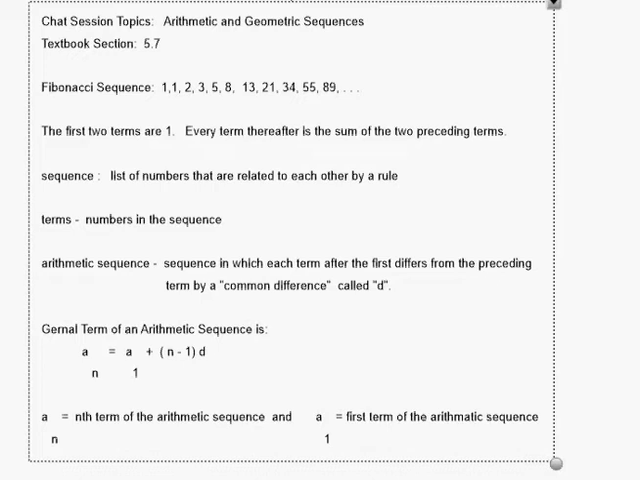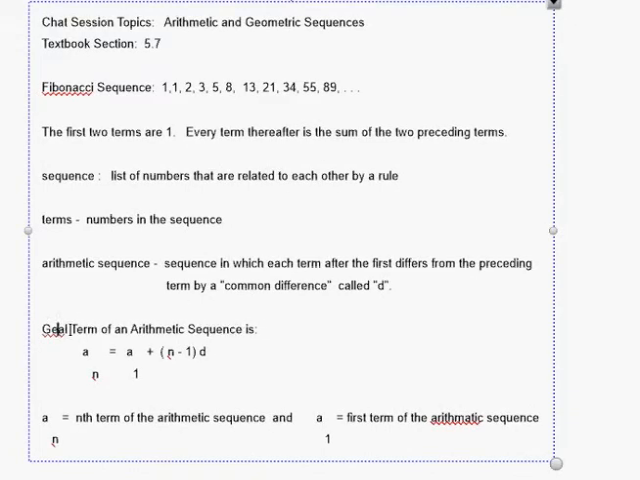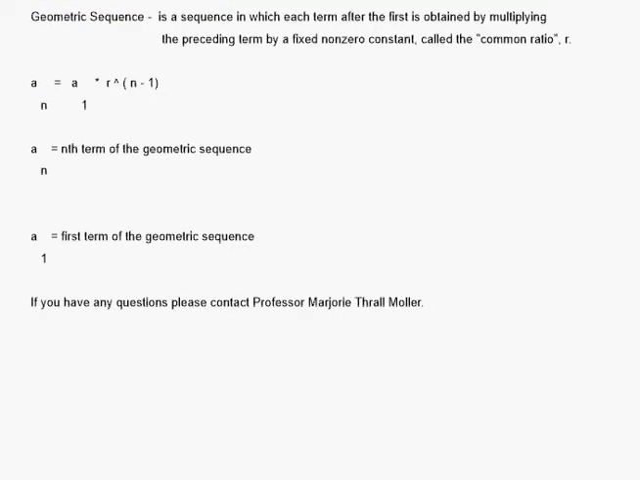An arithmetic sequence is a sequence in which each term after the first differs from the preceding term by a common difference called d. General term of an arithmetic sequence is a sub n equals a sub 1 plus parentheses n minus 1 times d, where a sub n is the nth term of the arithmetic sequence, and a sub 1 is the first term of the arithmetic sequence.